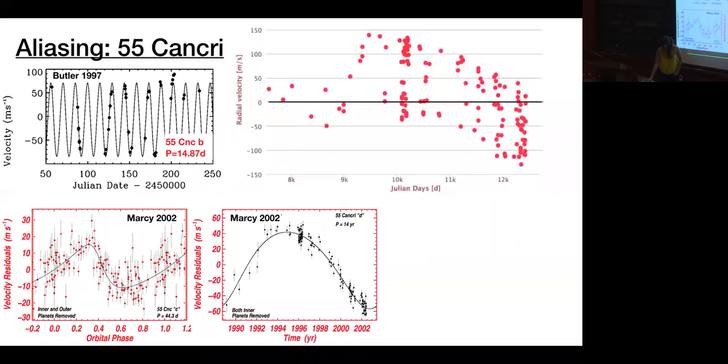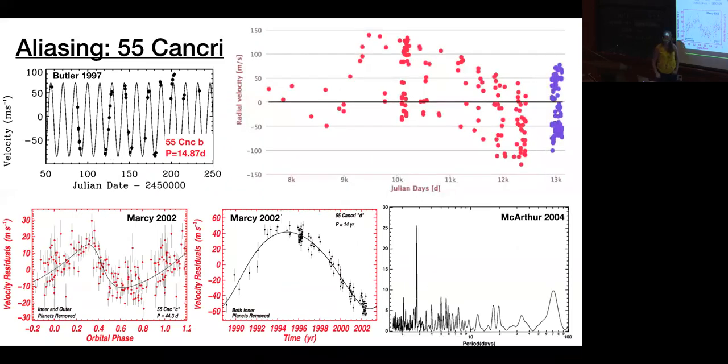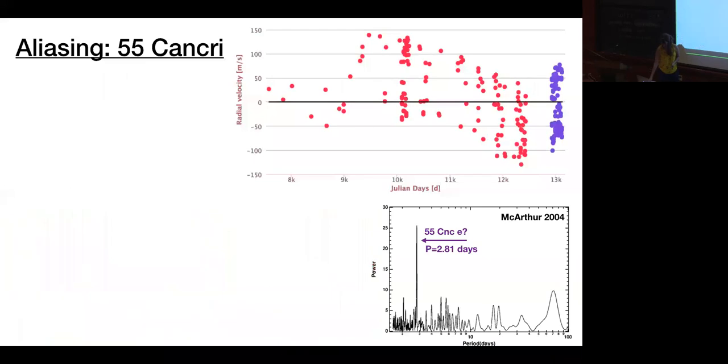In 2004, Heidi MacArthur went through and added a bunch of new points using the HET telescope. And when she added this kind of high density observing span into the data and combined it with the existing points, she ran that through her periodogram and saw a peak at 2.81 days. So this is a low period. She only picked it up because those points were very dense.